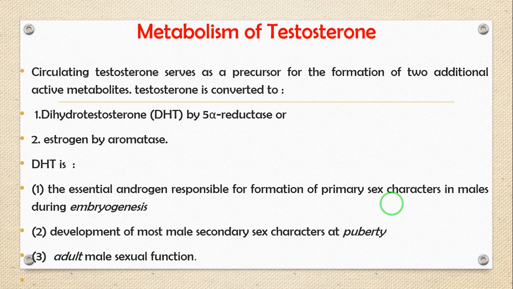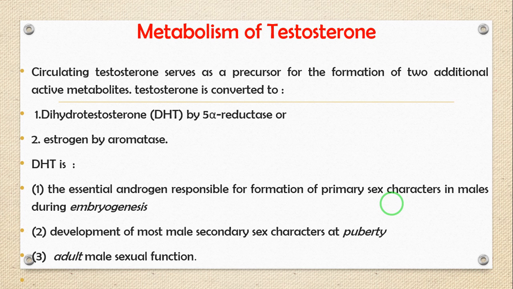This product, dihydrotestosterone, is very important during embryogenesis. It forms the primary sex characteristics during embryogenesis. During puberty, it will form the secondary sex characteristics, and in adulthood, it is responsible for male sexual function. So, dihydrotestosterone is a product from testosterone by the enzyme 5-alpha reductase, and is responsible for the primary sex characteristics during embryogenesis, secondary sex characteristics during puberty, and in adulthood it is responsible for the adult male sexual act.